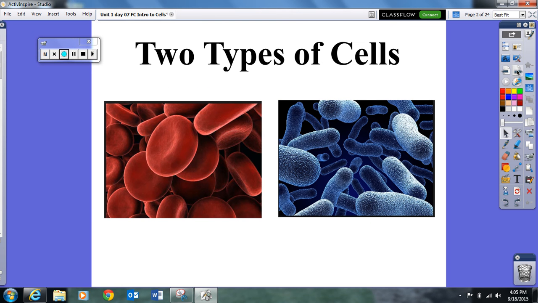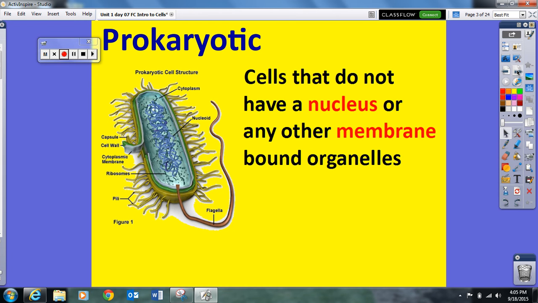We're going to look at the two types of cells. First, we'll look at the prokaryotic cell. These are the cells that first appeared in the geologic time scale. They are much older than the eukaryotic cells. They are smaller than eukaryotic cells. They do not have any membrane-bound structures inside the cytoplasm, and the DNA is just kind of free-floating inside the cytoplasm. So these are cells that do not have a nucleus or any other membrane-bound organelles.